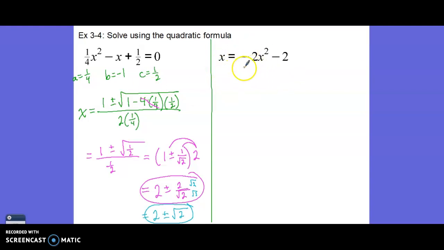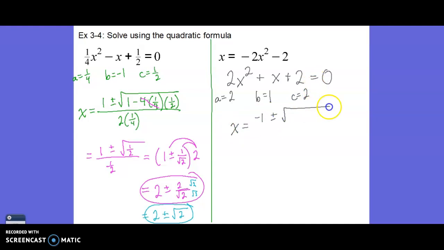So notice an issue with the next one is it's not equal to 0. I like to have positive numbers whenever possible. So I would add 2x squared to the left side. Also notice that I'm trying to get it so the x squared is written first because it makes more sense to say a equals 2, b equals 1, and c equals 2 in the problem. So as we solve this, x equals -b plus or minus the square root of b squared minus 4ac all over 2a.